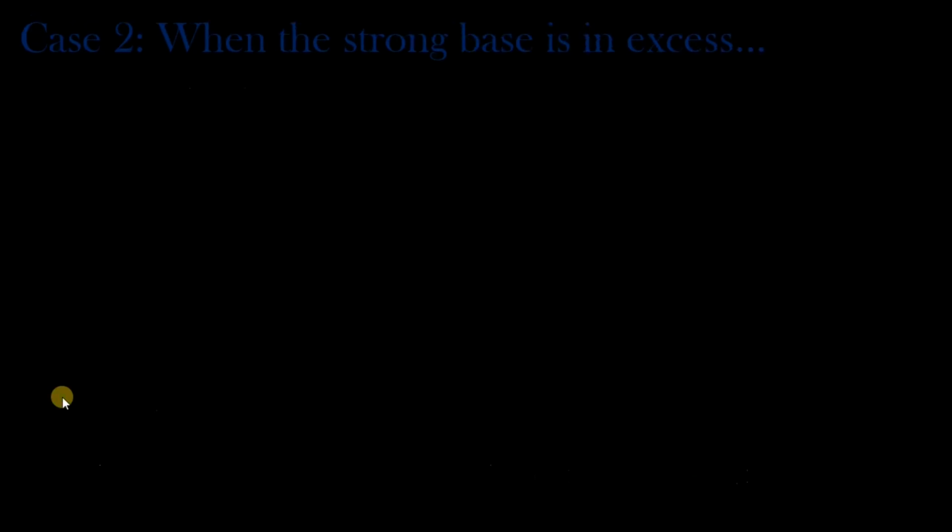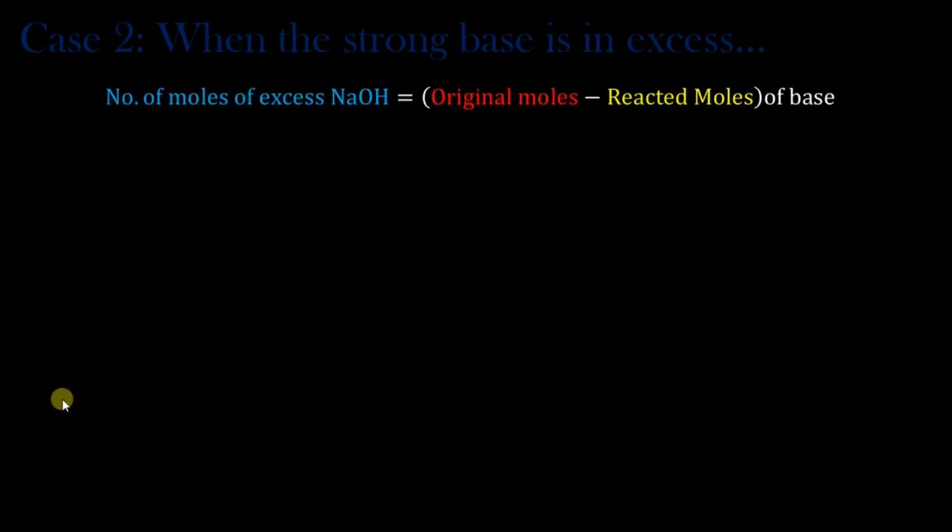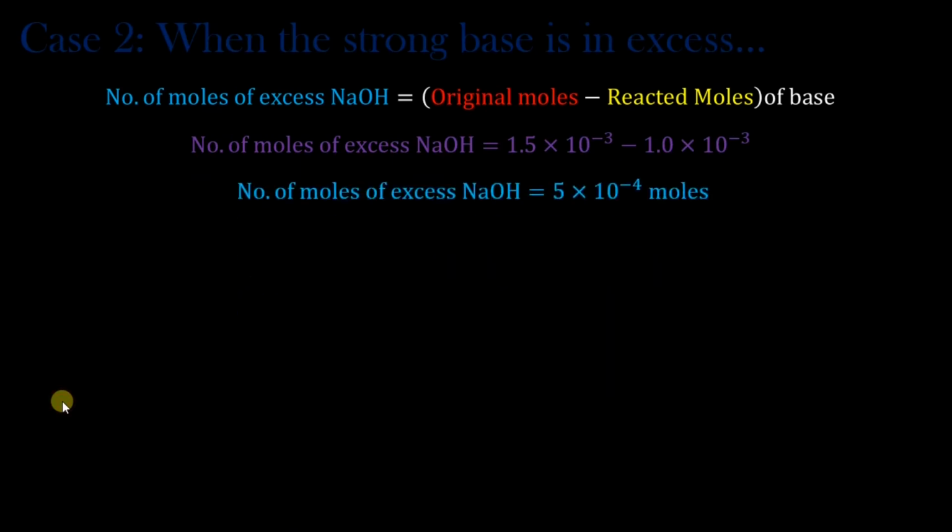Now, this number of moles of sodium hydroxide reacted can still be used to obtain the value of the excess sodium hydroxide. That is, by getting the original number of moles of sodium hydroxide and subtracting the reacted one. So let's obtain that. It will be 1.5 × 10^-3 minus 1 × 10^-3, giving us 5.0 × 10^-4 as the number of moles of excess sodium hydroxide.